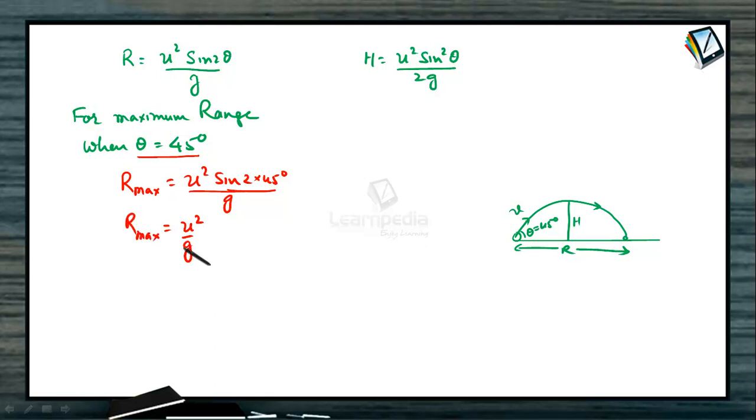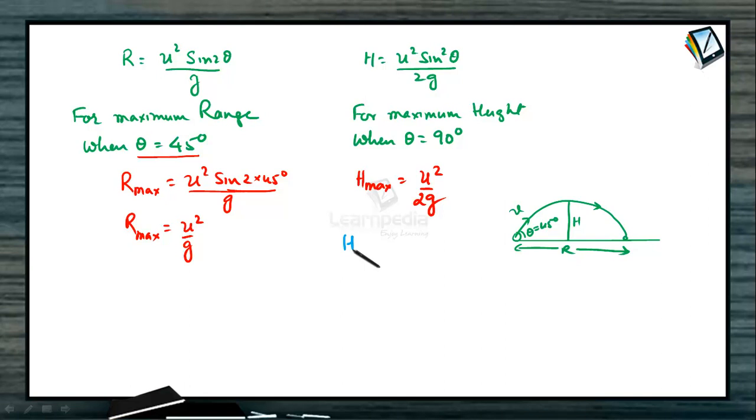Now we want to take it in terms of maximum height. So for maximum height, when will the height be maximum? When theta is 90 degrees for the same velocity. When the body is projected at 90 degrees, the height will become maximum. So H is maximum when theta is 90 degrees here. It will be u square by 2g. So height maximum is u square by 2g. R maximum is u square by g. So what do we conclude? H maximum is equal to u square by g, which is R maximum, divided by 2.